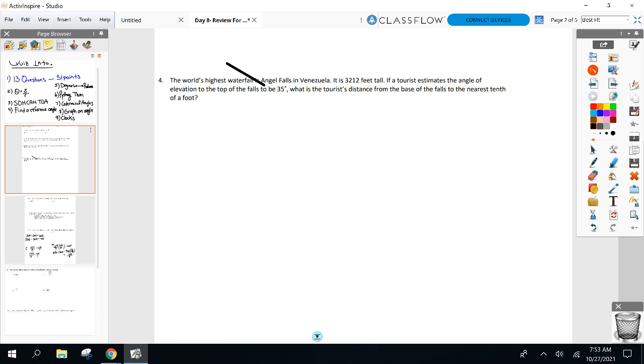So we've got a waterfall, 3,212 feet tall. Angle of elevation, 35 degrees. What's the distance from the base of the falls, to the nearest tenth? All right, so we know we're dealing with a right triangle because I see angle of elevation there. I can't help you draw your diagram tomorrow. Where am I going to put the 3,212 if the falls is that tall? Left side.